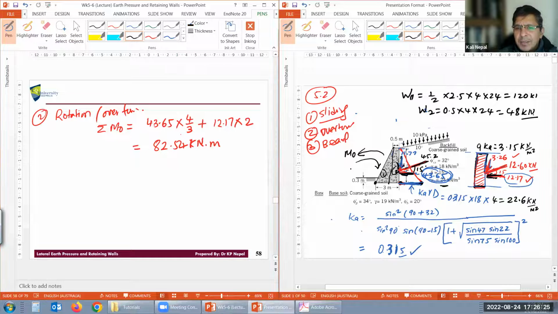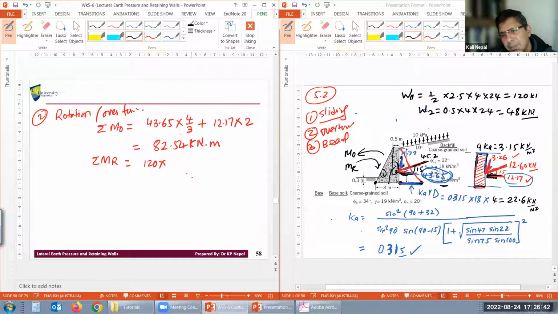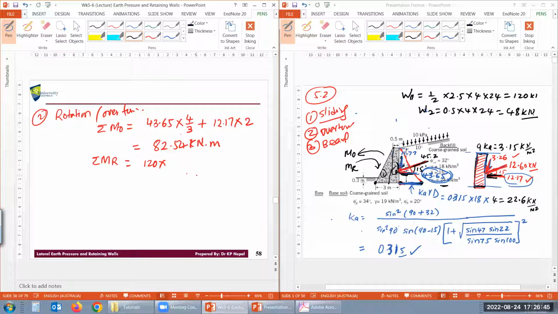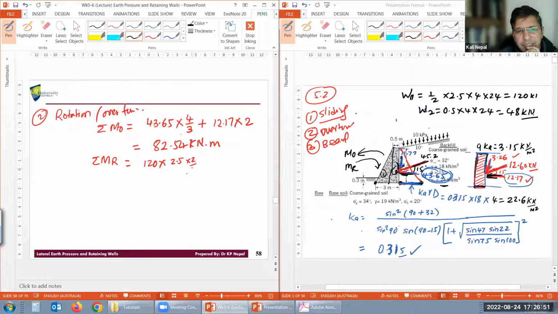So how about resisting this side, M_R, going the other side? How much is that? So now what will help to go that way? That's the weight first. How much is the weight for 120? Multiplied by how far is that from the point? It's 2.5 times 2/3. Does that make sense? 2/3 from that side, right? Can I point out somewhere here, 1/3 in that direction is a triangle. So this whole distance from here is 2.5, so 2/3 of 2.5, makes sense, yeah?